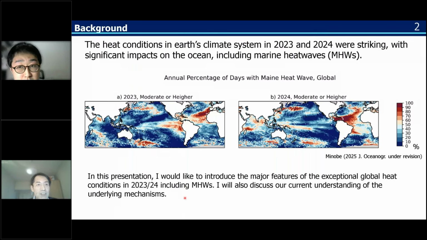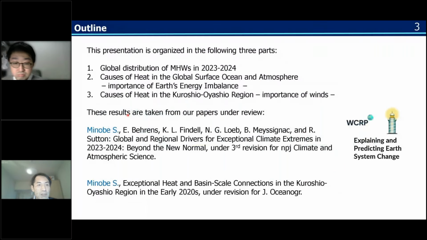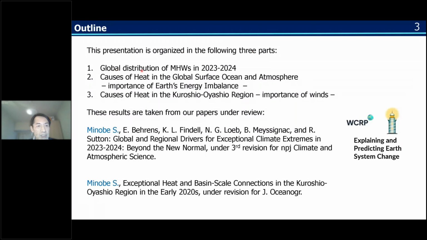This presentation is organized in three parts. First is the global distribution of marine heat waves, and second is the cause of the heat in the global surface, ocean, and atmosphere. In this second part, I emphasize the importance of the Earth's energy imbalance. And the third part is the cause of the heat in the Kuroshio-Oyashio extension regions. In this part, I emphasize the importance of the wind. These results are taken from our papers and review.